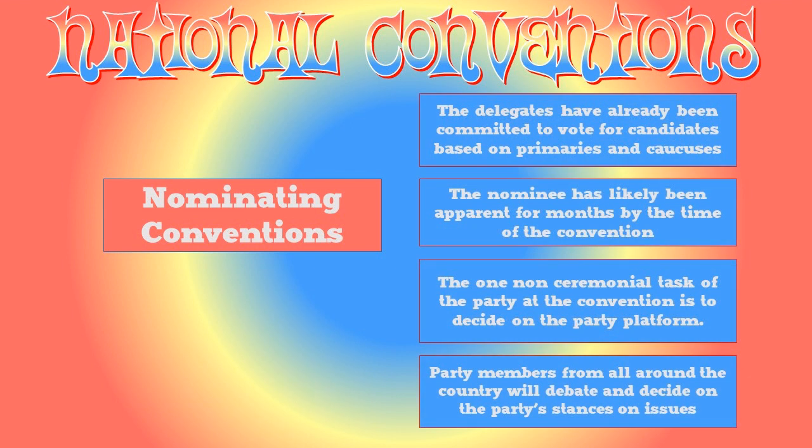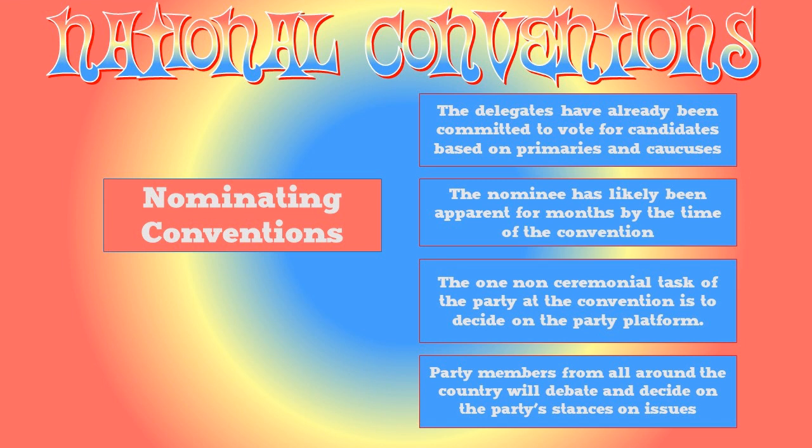In nominating conventions today, the delegates have all already been decided on based on the results of primaries and caucuses in the different states. The nominee has probably been clear to everybody for months by the time we have the convention. For example, the national convention in 2020 was in August, but everyone knew Joe Biden was the nominee by early March. So this is really a big event to get attention.